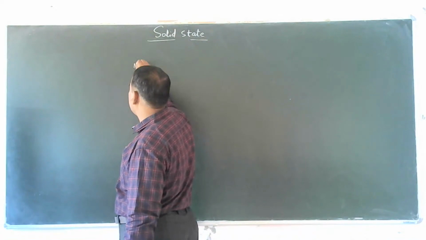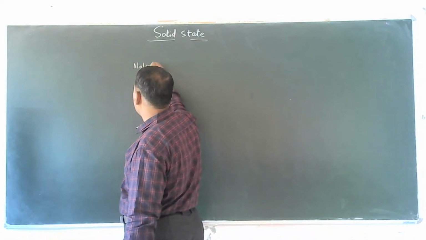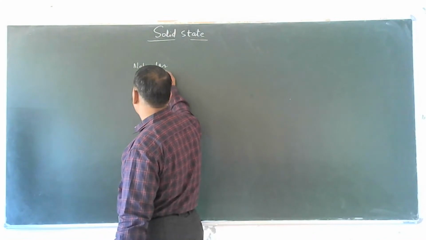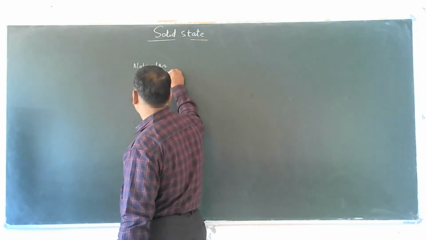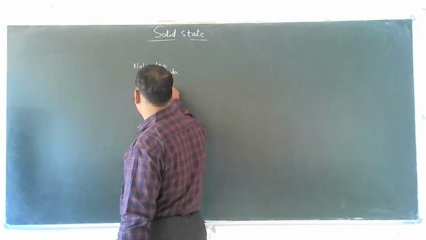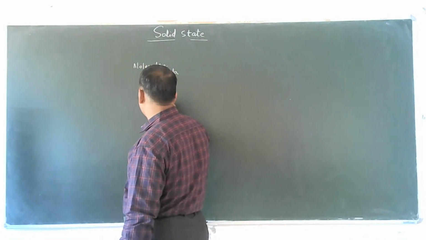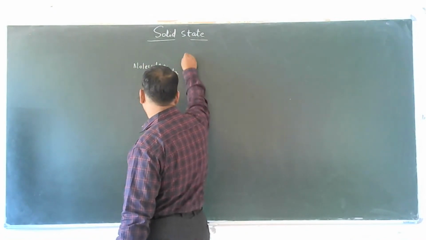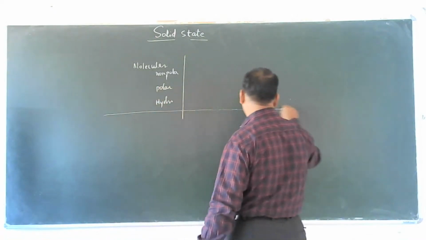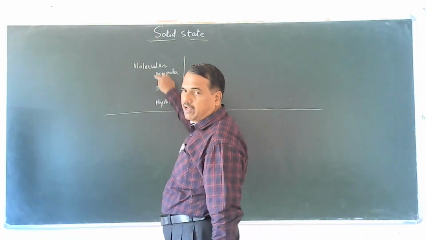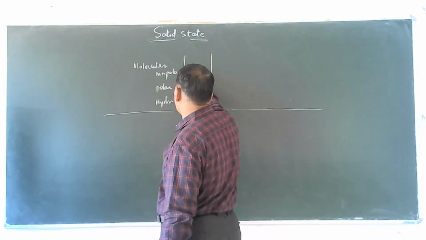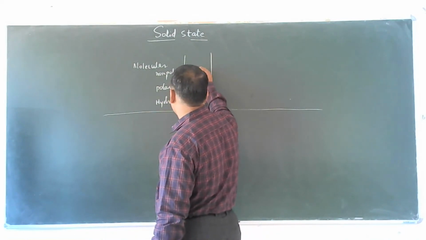Say different types of solids, starting with molecular solid. What are the different types of molecular solid? One is non-polar, another is polar molecule, and another is hydrogen bonded. Are you clear? So this is molecular solid. What about the constituent particles here? The constituent particles are all molecules.